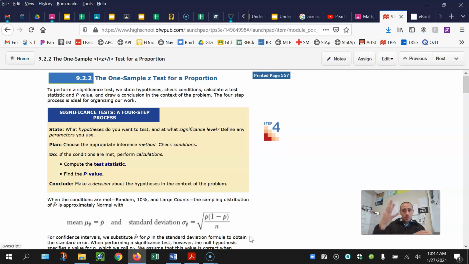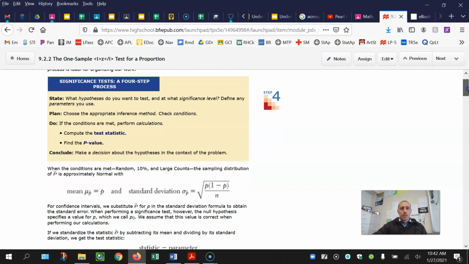All right, back to the 4 steps. I said they'd be back. Here they are. State, plan, do, conclude. The state is going to be a little bit different. You're going to state your hypotheses and your parameters. And then your significance level. So it would be like test p equals the true proportion of free throws made by player. The null hypothesis, p equals 0.8. The alternative hypothesis, p is less than 0.8. Alpha equals 0.05. We're going to use a 5% significance level always unless they tell us otherwise.